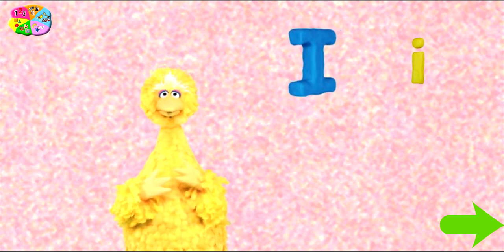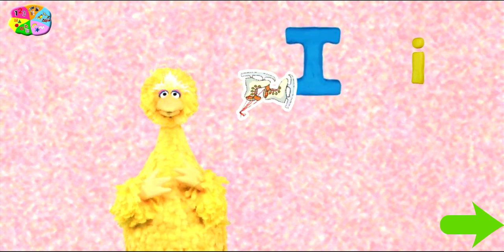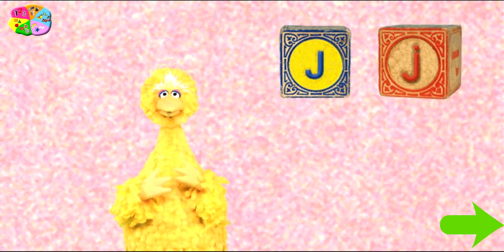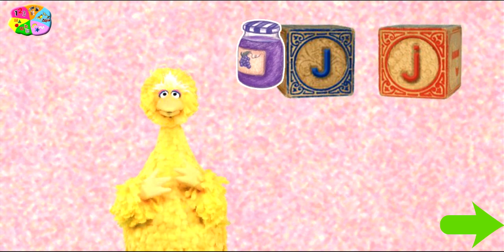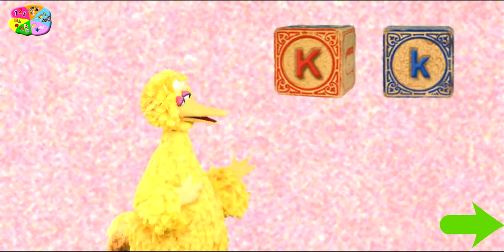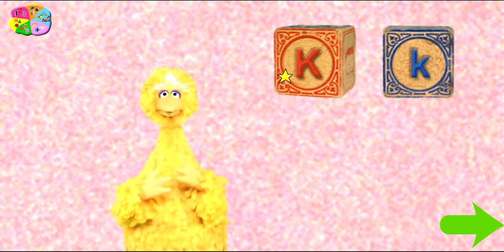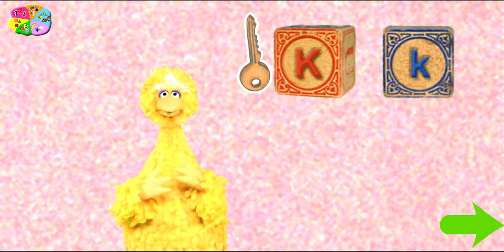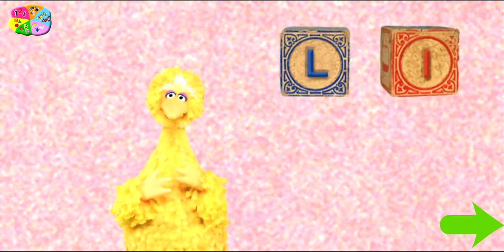I. Ice skates. I thought this might be the next letter. Move your star to it. J. Jelly. This is the next letter of the alphabet. Move your star to it. K. Key. And there it is. The next letter. Move your star to it.